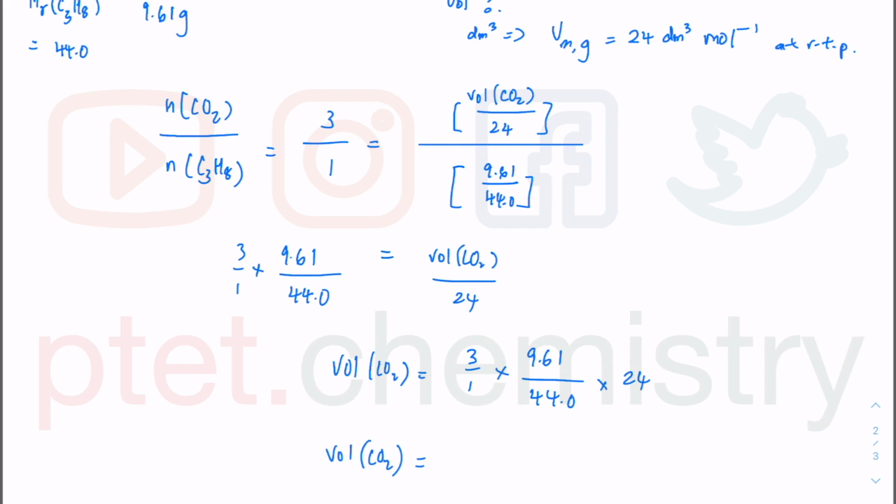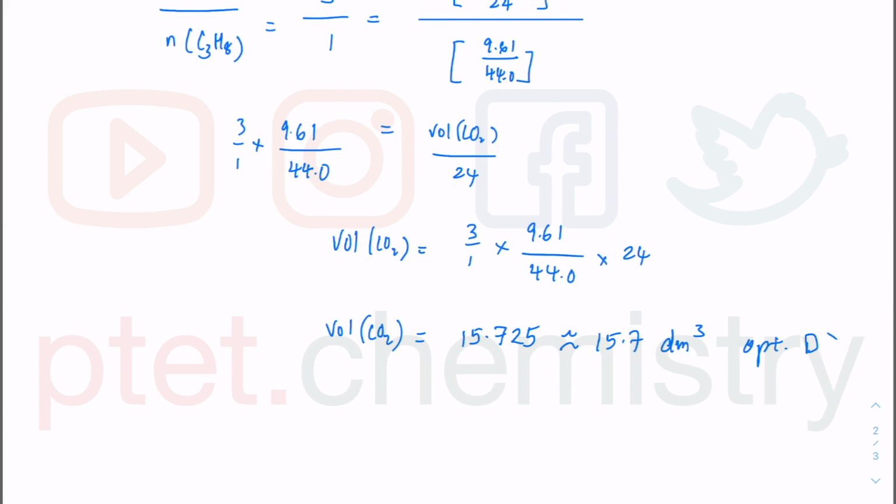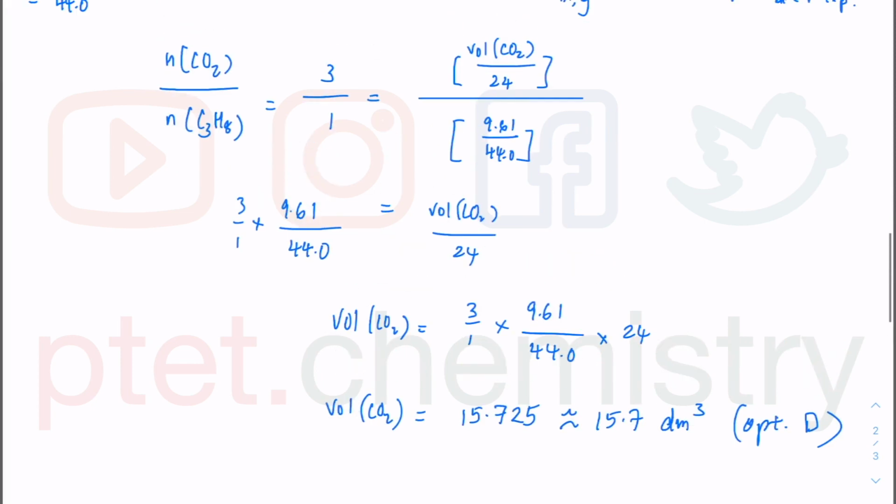Yeah, so 3 times 9.61 divided by 44 times 24, I get 15.725. So looking at the answer, 15.7 dm cube seems to be sensible, and this is option D. Okay, and it will be in dm cube because of how we have set up the formula to be volume of the CO2 in dm cube divided by the molar volume in dm cube per mole.